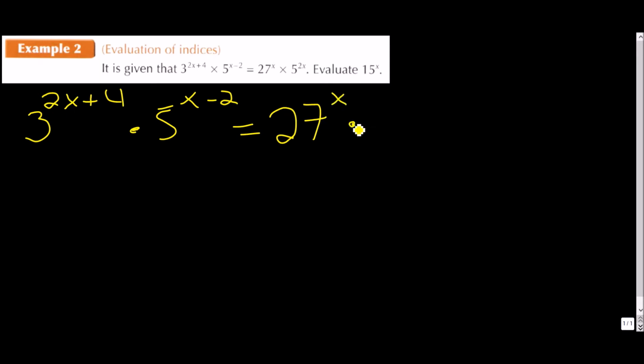Alright, example 2 says it's given that we have 3 to the 2x plus 4 times 5 to the x minus 2 equals 27 to the x times 5 to the 2x. So, a couple of things we want to do right off the bat. Number one, we want to try to get everything into the same base. So we want our bases the same.